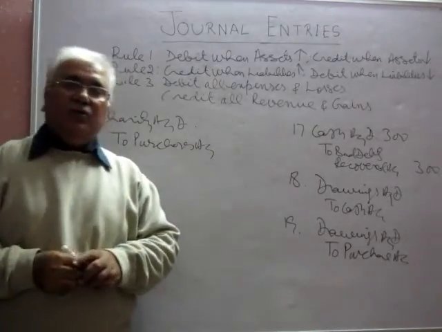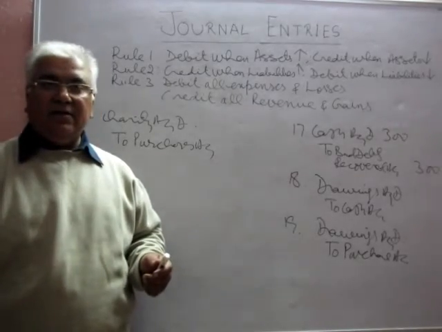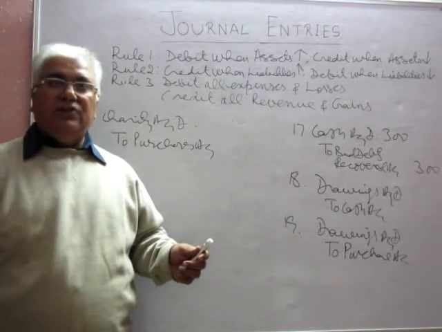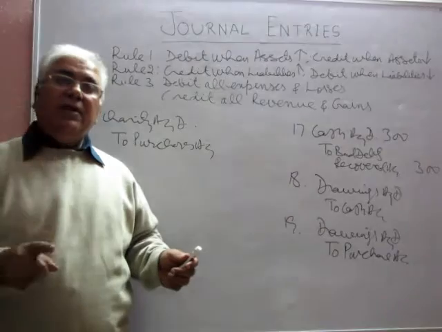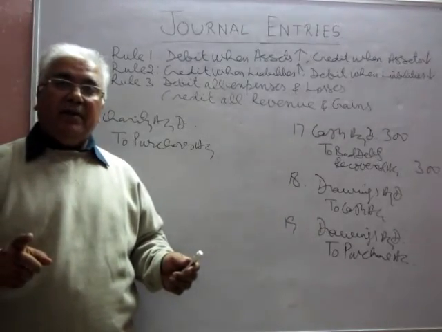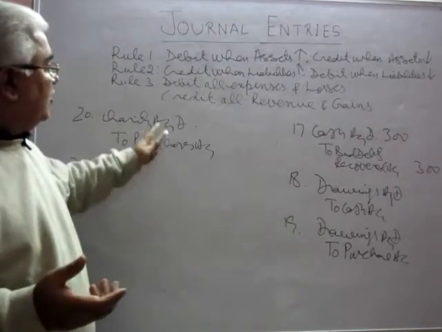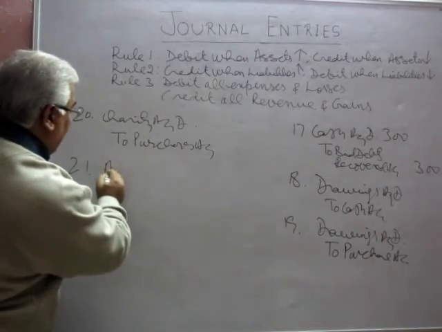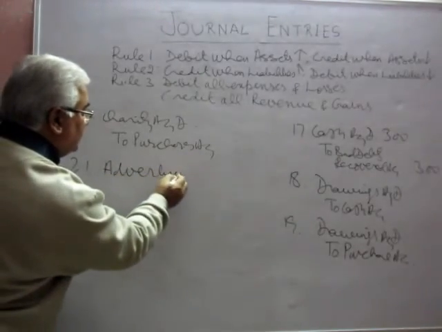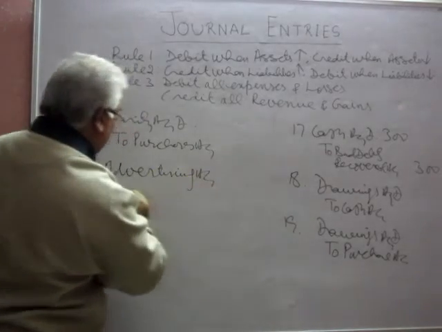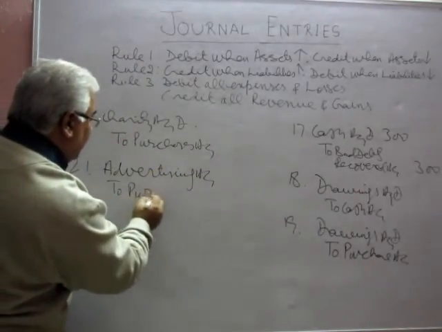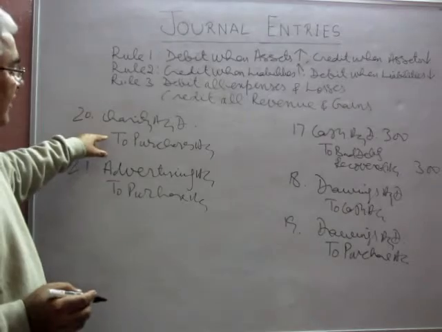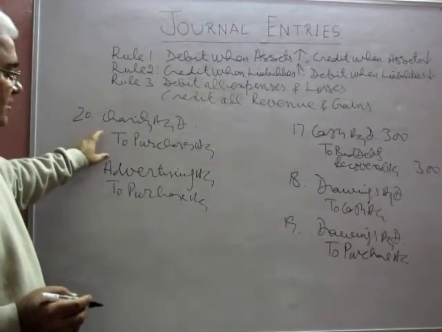Similarly, if we have given goods from our business as free samples, naturally we give free samples for advertisement of our business. So in this case, advertising account will be debited, that being an expense for the firm. So the rule for expenses is debit all expenses. So in this case, advertising account will be debited and purchase account will be credited. I have given the explanation why purchases will be credited, similar to this.